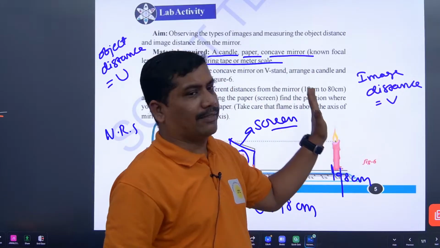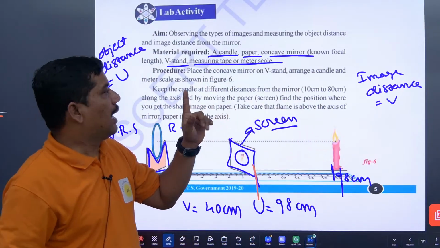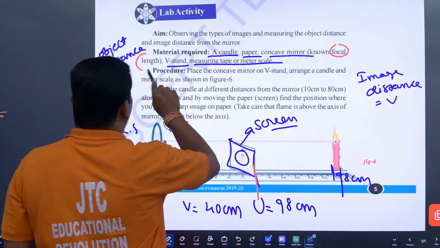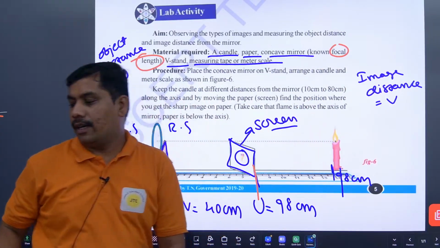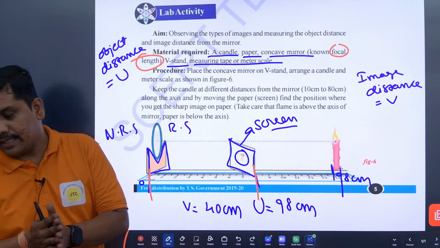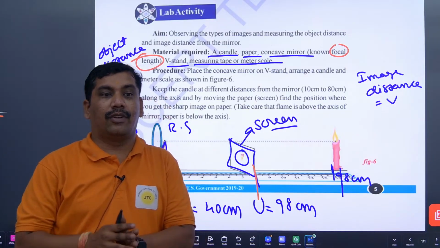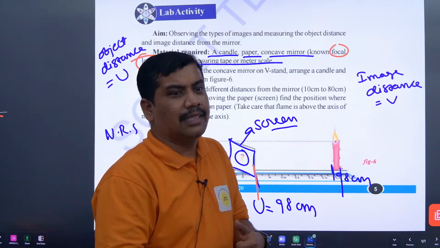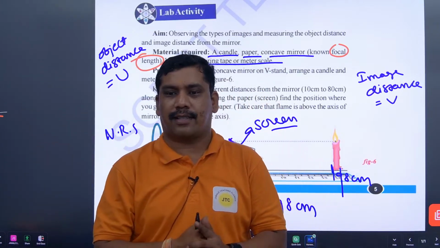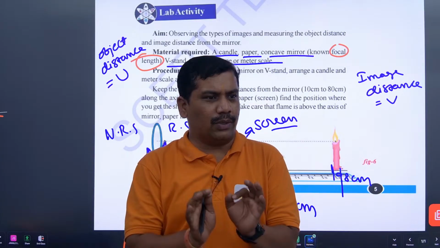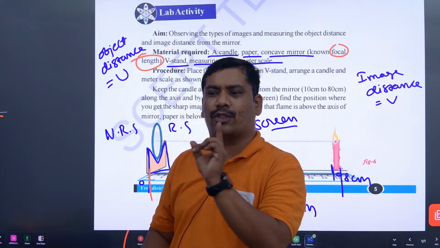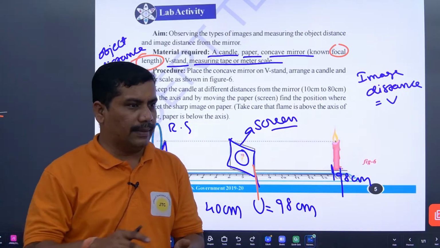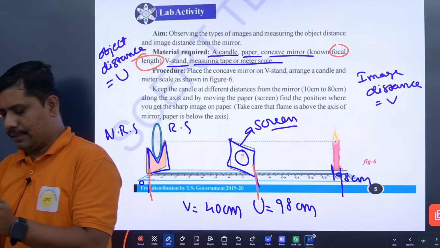So clear about this activity, everyone? And remember, for the concave mirror that you are taking, the focal length should be known to us. We should not take a concave mirror whose focal length is unknown to us. We must know the focal length. How the focal length will be mentioned, everything we'll see in the practical class. Right now, you understand that we should take that type of concave mirror whose focal length is known to us. Clear, everyone? Observe this for a while, everyone.